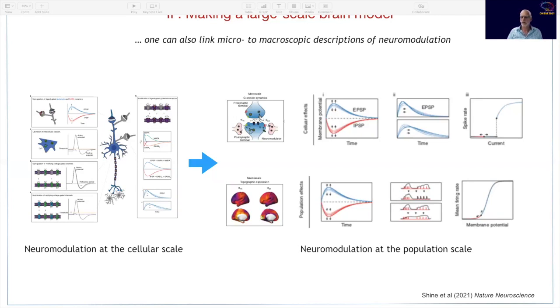So we can look at the response of a population to an input, and we can look at how that varies as a function of different neuromodulators. And likewise, we can look at the gain or the output of a population of neurons. And Max Shine and others and I just recently published a review paper on that.